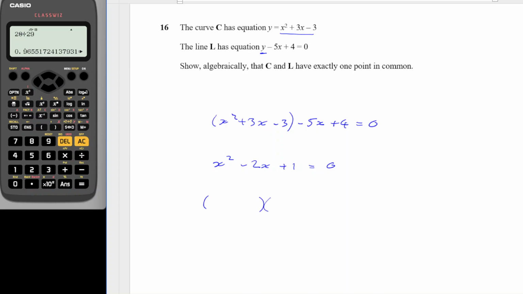And if we imagine, this works out very well actually. To factorize that, both brackets would need to start with x, and then I'm looking for two numbers that multiply together to make +1 and add together to make -2. So that's going to be -1 and -1. So the solution to that is (x - 1) squared is equal to 0.